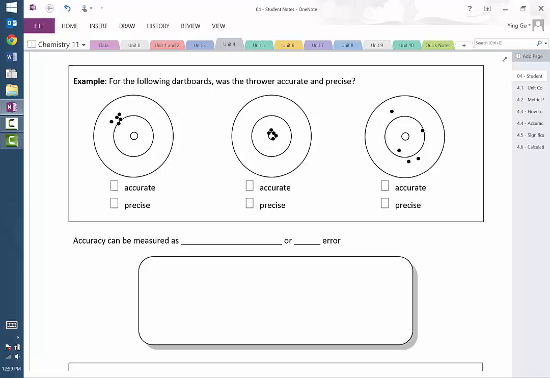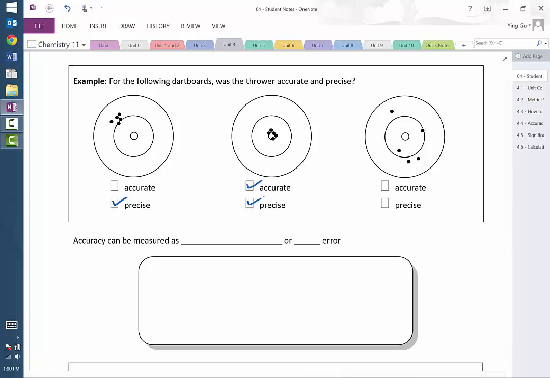So let's continue on with the dartboard analogy. Let's look at the first dartboard. In the first dartboard, we would say that our results are not accurate because they're nowhere near the center of the dartboard, but we would say that the data set is very precise. In our second set, because our darts fall very, very close to the middle, we say this is a very accurate data set. And because they're all very close to each other, we will say this is very precise. And this is what we always want in science.